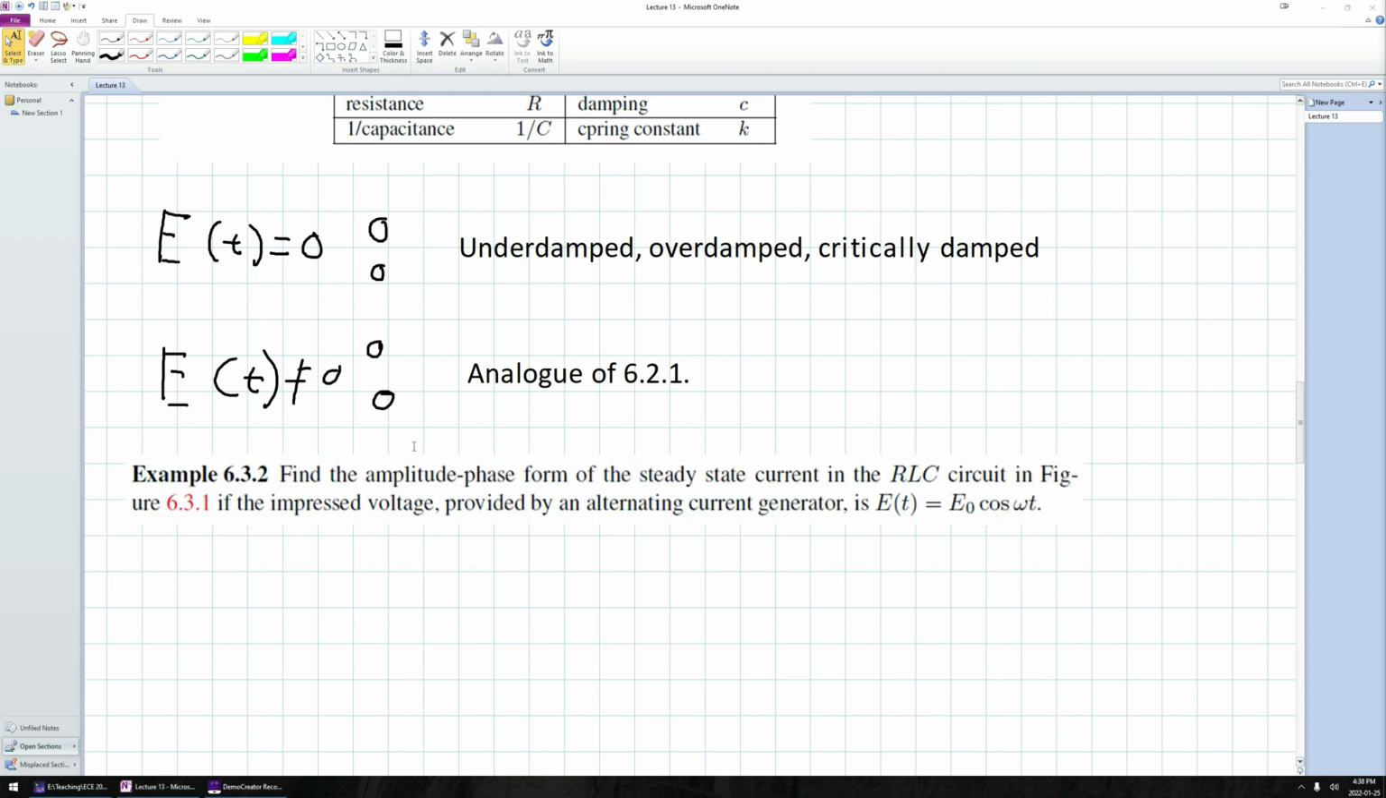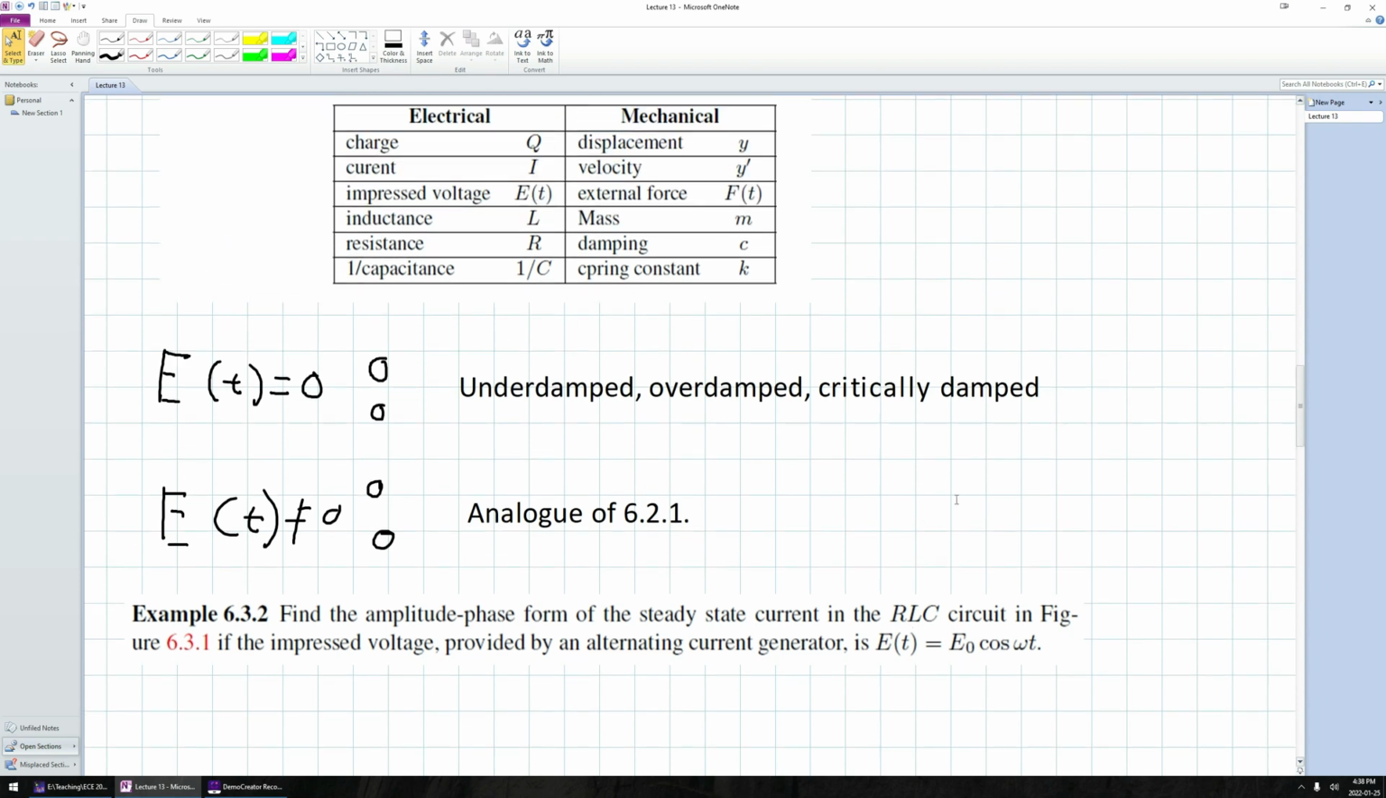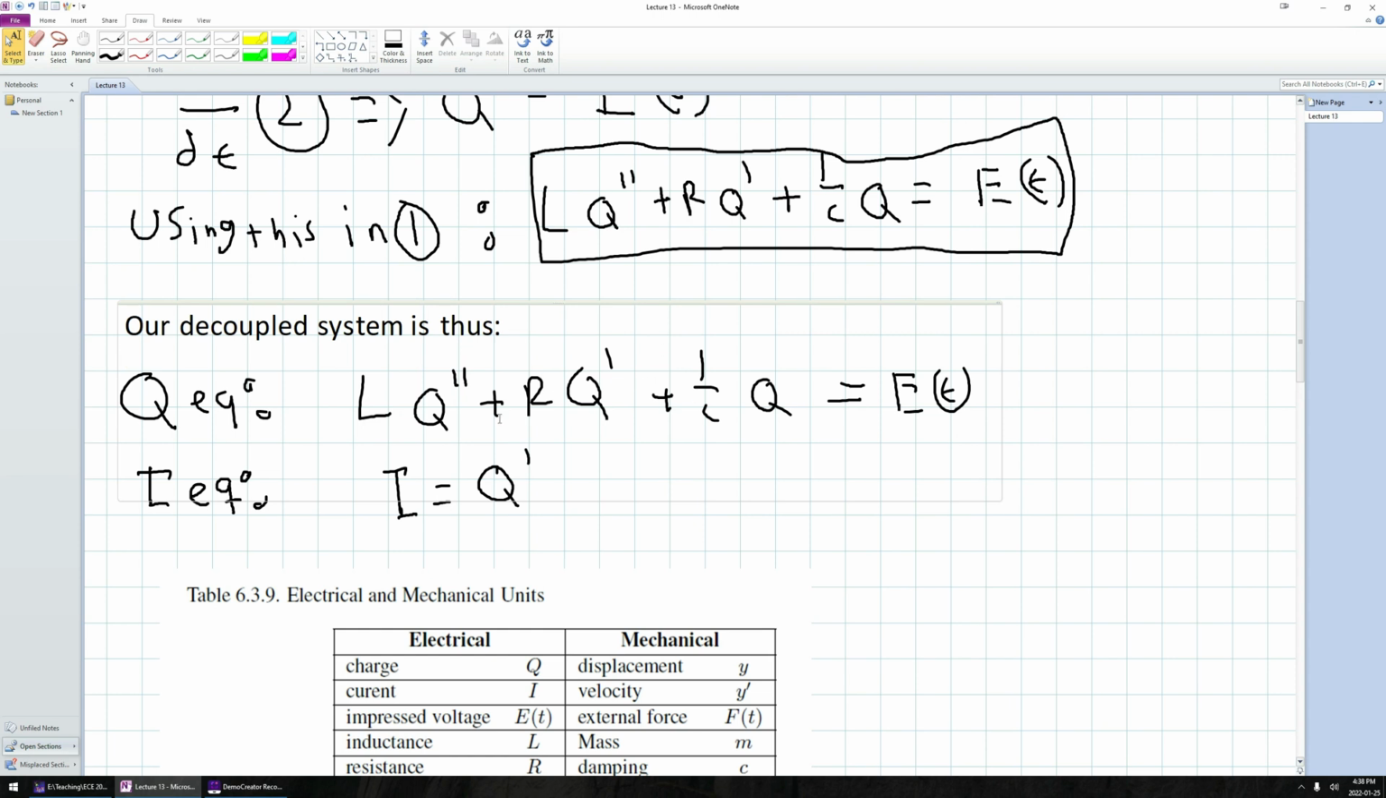Okay, so here we're asked to find the amplitude phase form of the steady state current of the RCL circuit in the previous figure if the impressed voltage provided by an alternating current generator is given by this term here. Okay, so what do we mean by this steady state current? Well, it turns out that in the work that we did in the previous lecture, where E of t is non-zero but of this functional form, this cosine of omega t factor, the effects of the initial conditions die out as time goes off to infinity because those modes have a decaying exponential attached to them, right? And the decaying factor purely comes from the fact that we have this resistance here.